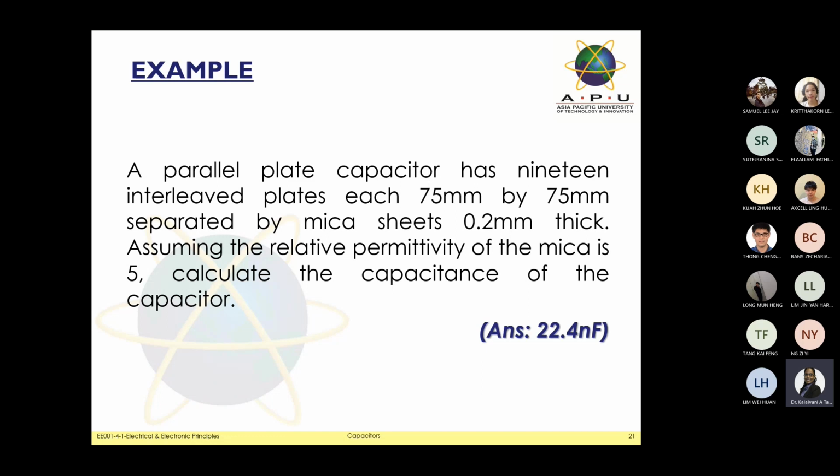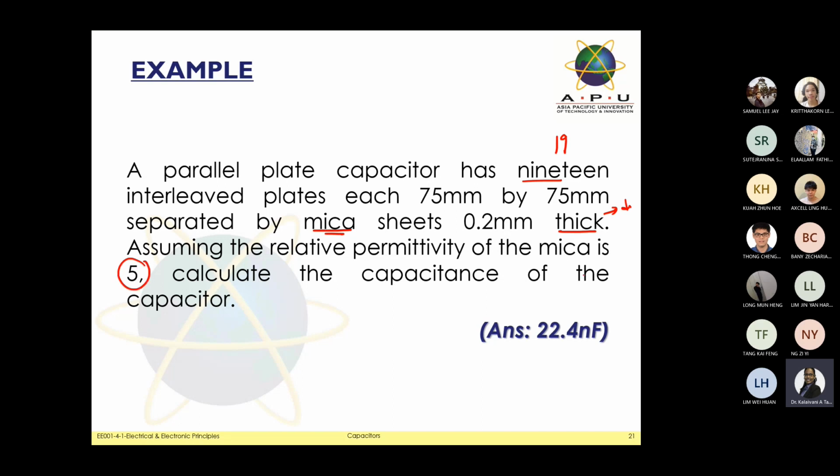The example they given here, a parallel plate capacitor, Example 19. Interleaved plates, okay, take note. They highlighted Example 19, where you have the interleaved plates, each 75 millimeter by 75 millimeter, separated by mica sheets. Okay, this is where they're using mica, which is based on the thickness. When thickness means, of course, you need to know it is the distance between the two plates. And assuming the relative permittivity of the mica is 5. They already highlighted to you the relative permittivity stands for 5.